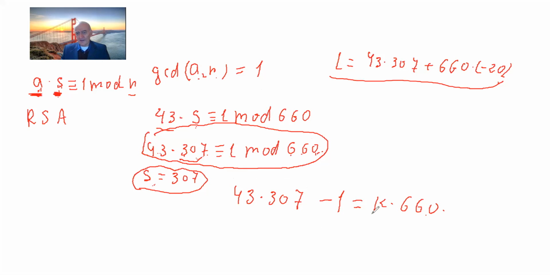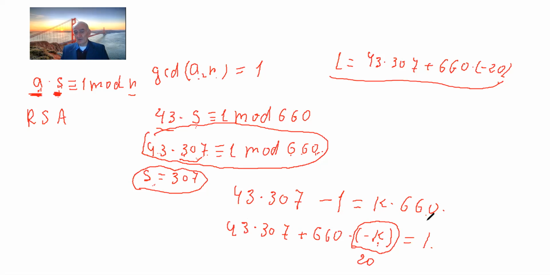And from here, if I move it to the right side, we have 43 times 307 plus 360 times minus k equals 1. And minus k in this particular case is just 20. Not minus k, but k, it's 20. Minus k will be minus 20.